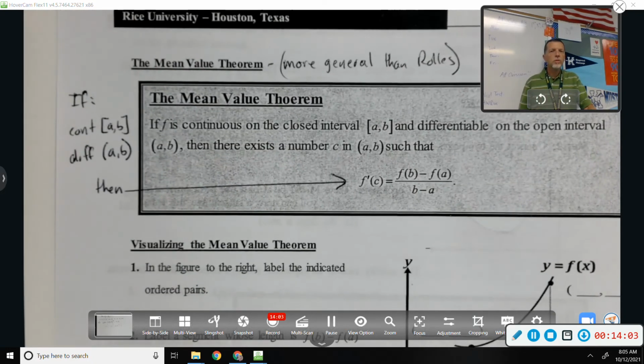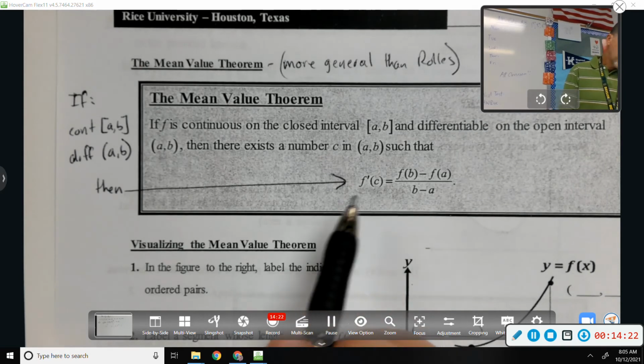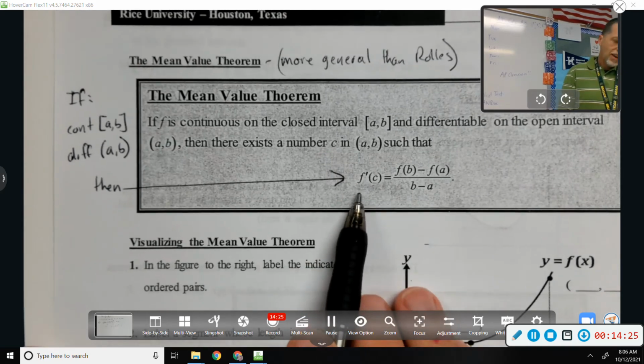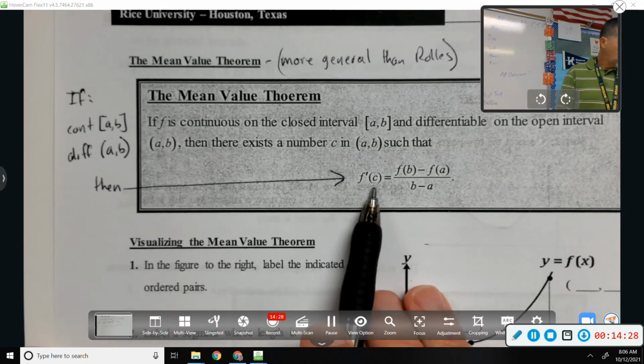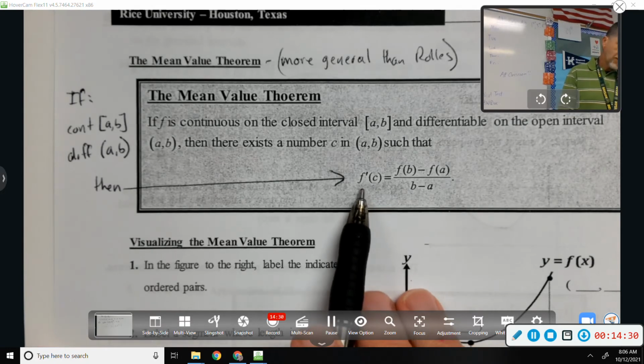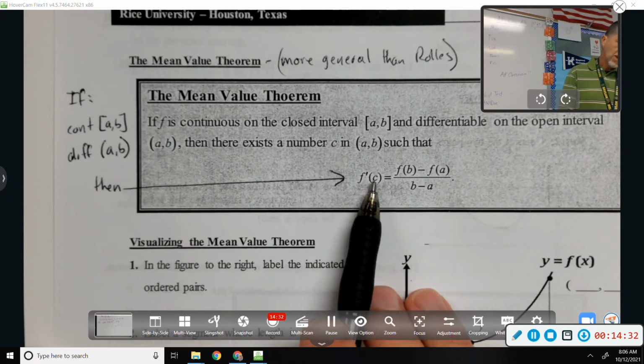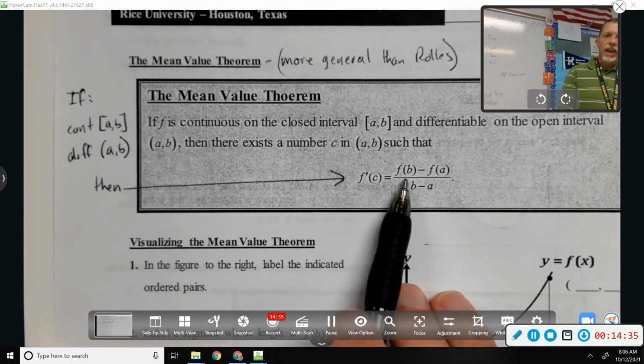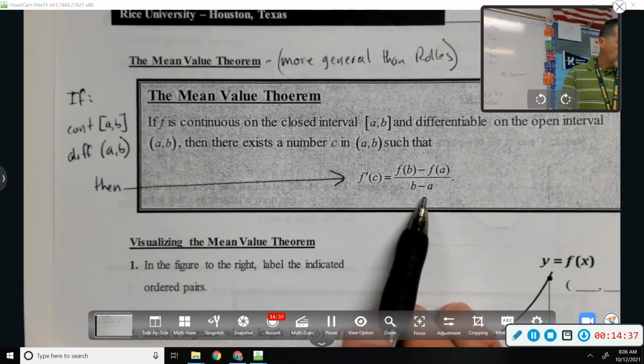So compared to Rolle's, what are we missing from the if part? What's different? Endpoints don't have to be the same. So Rolle's is a special case, meaning the y values of the endpoints are the same. For mean value theorem, they don't have to be the same. They can be different. Let's see if we can figure out what this means. F prime at c. So that would be the derivative of f at c equals f of b minus f of a over b minus a.